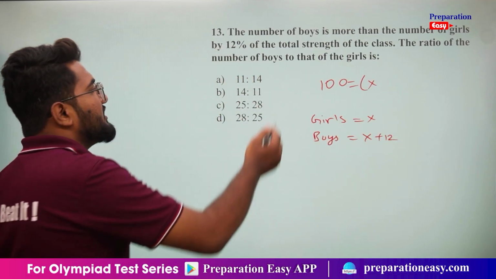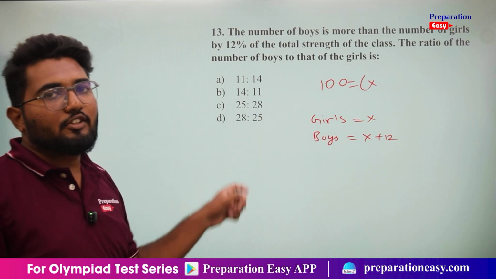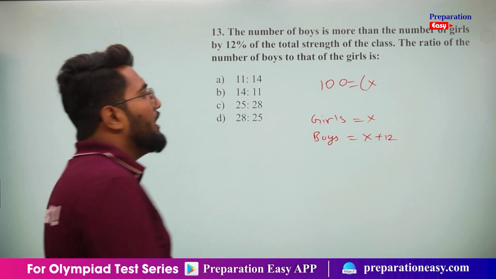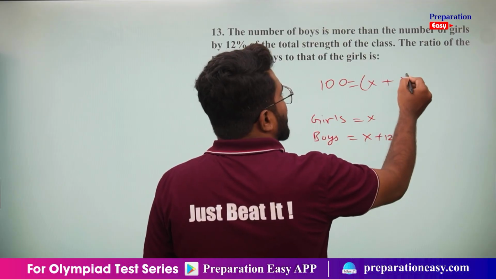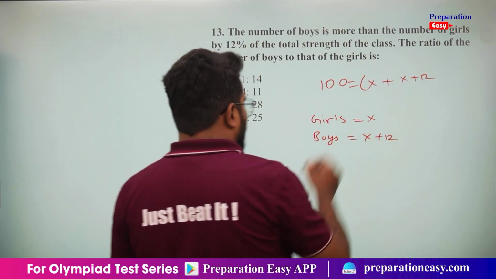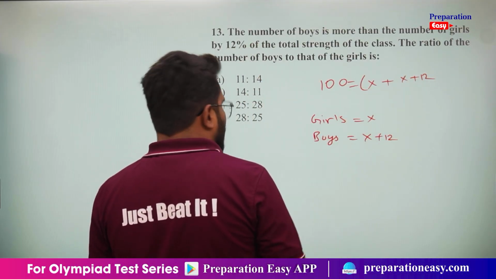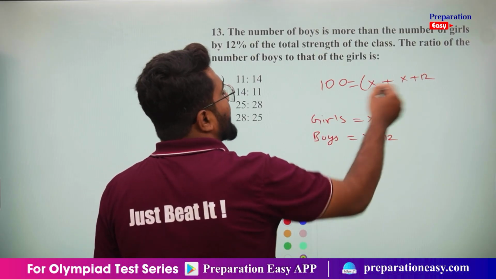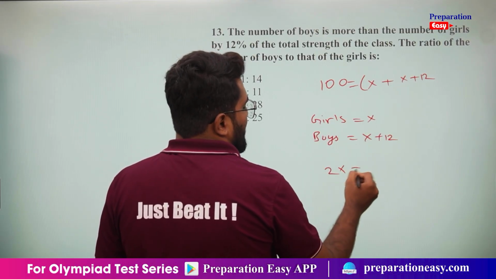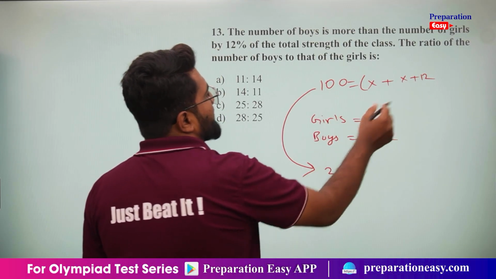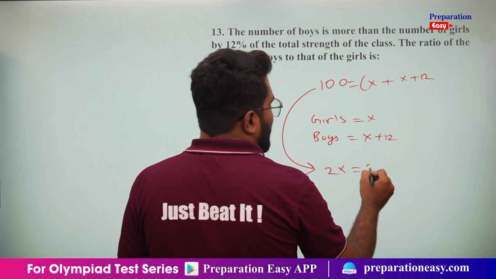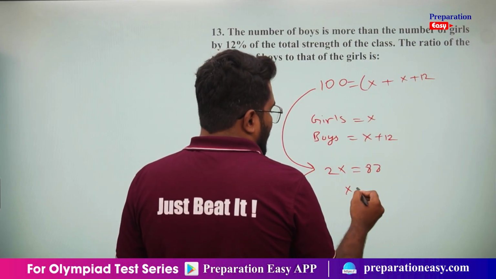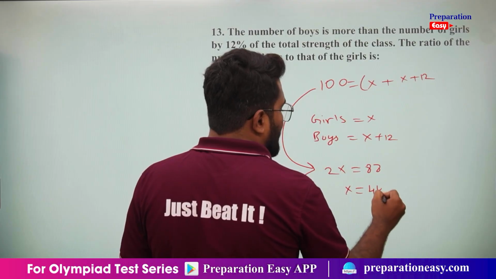Okay. So if I consider there are total 100 students, girls and boys will become 100. So x plus x plus 12 will become 100. So 2x will become, yeah, I am solving it. 2x will become 100 minus 12, that is 88. So x equals 44.